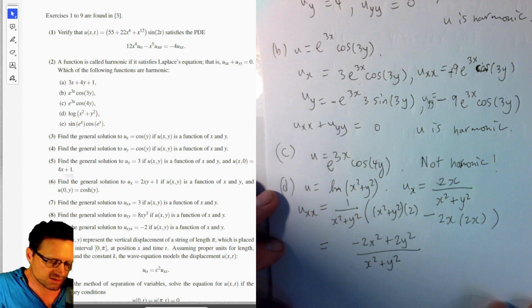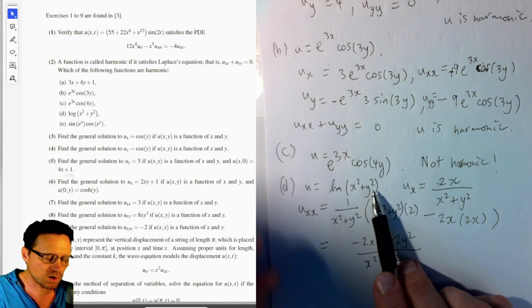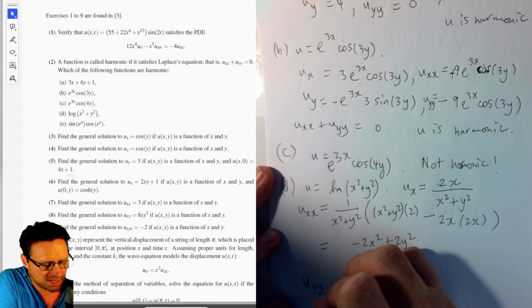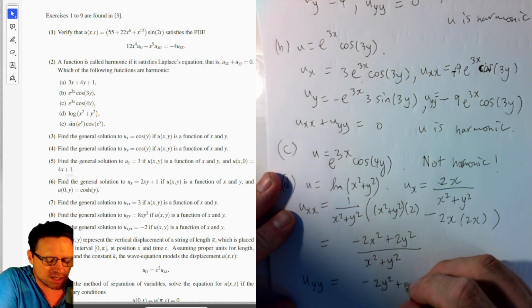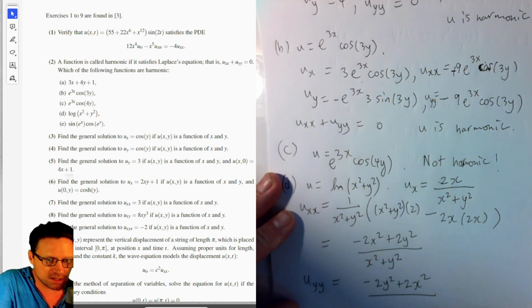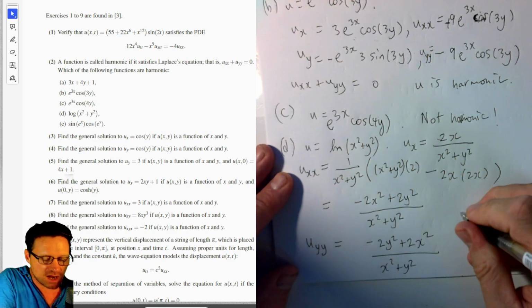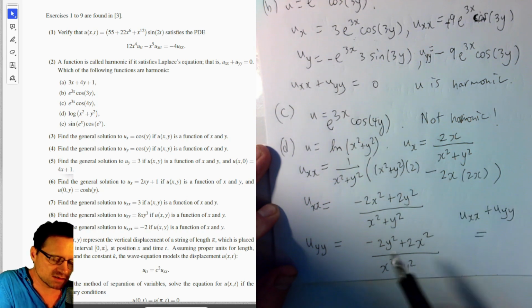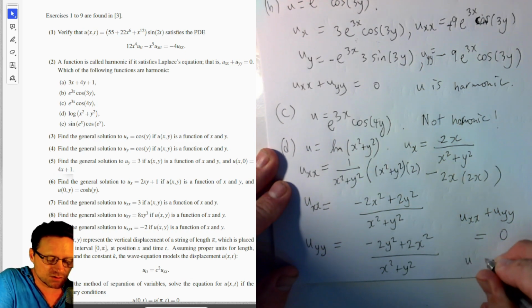All right, so there's a certain symmetry in here, you see, because if you change the name of x to y and y to x, you would have the same function. So then we know that u_yy is going to come out to be equal to minus 2y squared plus 2x squared in the numerator and x squared plus y squared in the denominator. So now if we add the two of these together, well, they vanish, right? Because 2y squared minus 2y squared is 0, minus 2x squared plus 2x squared is 0. So yes, this u is harmonic.